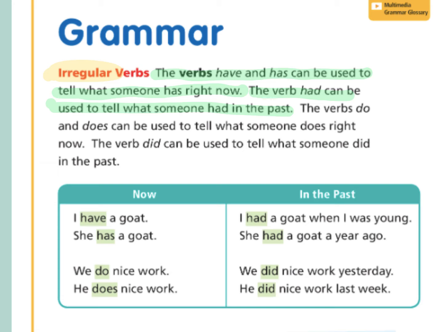The verbs do and does can be used to tell what someone does right now. So do and does can be used to tell what someone does right now. The verb did can be used to tell what someone did in the past. So did is in the past.